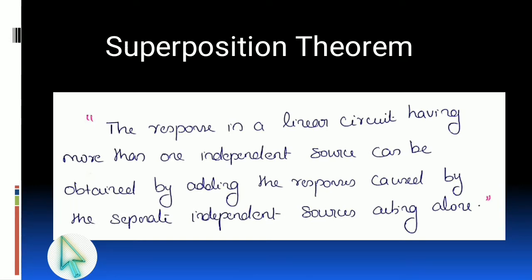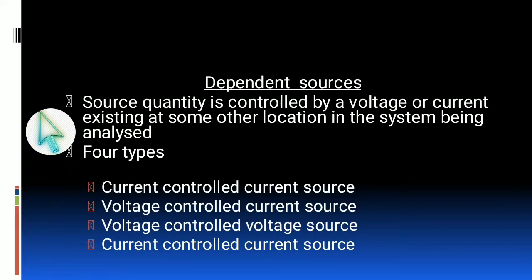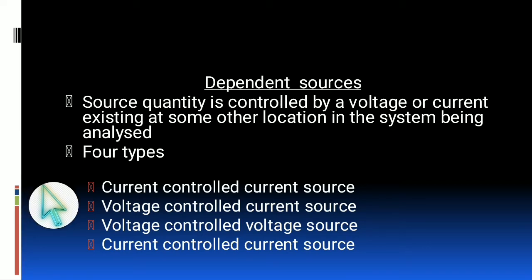Now I would like to ask you a question. Do you know what a dependent source is, or what the difference is between a dependent source and an independent source? I will tell you. In a dependent source, the source quantity is controlled by a voltage or current present at some other location in that network. Or we can say dependent sources are sources in which the source quantity, like voltage or current, is dependent on another voltage or current present in that network. Got it? Okay.